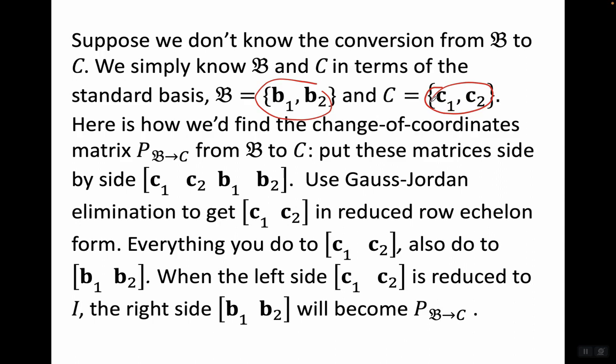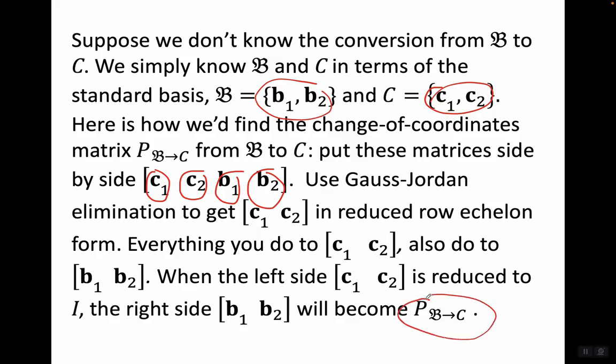Here's how we'd find the change of coordinates matrix, P sub 𝔅 to 𝒞, from 𝔅 to 𝒞. Put these matrices side by side. So again, c1 first column, c2 second column, b1 third column, b2 fourth column. And then use Gauss-Jordan elimination to get c1, c2 in reduced row echelon form. Everything you do to c1, c2 also do to b1, b2. When your left side, c1, c2, is reduced to I, the right side, b1, b2, will become the matrix we want, the change of coordinates matrix, P sub 𝔅 to 𝒞.